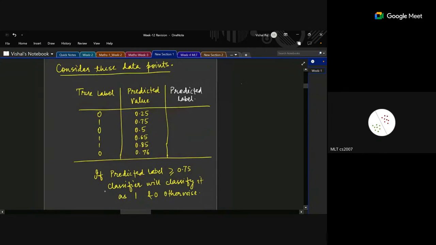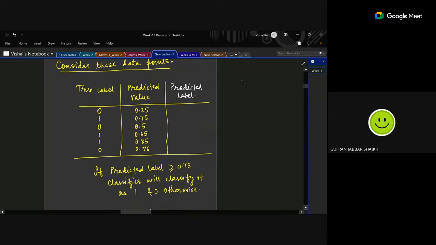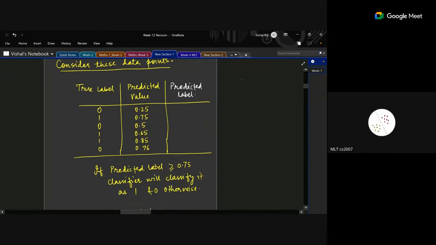So can somebody explain to me what this information is? If the predicted value is greater than 0.75, the classifier will classify it as 1 and 0 otherwise. You are able to understand this, right? Yes, sir. Okay. So if I change this threshold to 0.5, will the true label and the predicted label be the same or different?